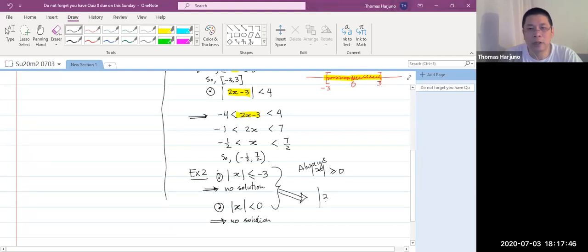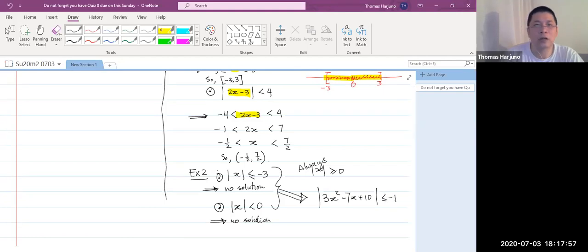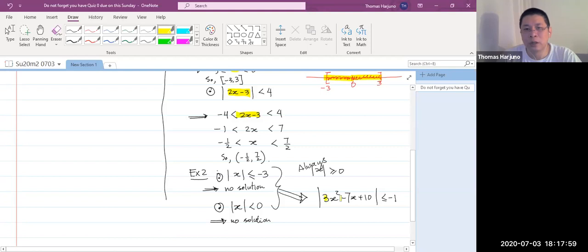Let's say I have absolute value of 3x squared minus 7x plus 10 less than or equal to -1. Under no situation, whatever you get here, once you put absolute value, it will be at least 0. Under no situation will it be less than or equal to -1. So you will say no solution.